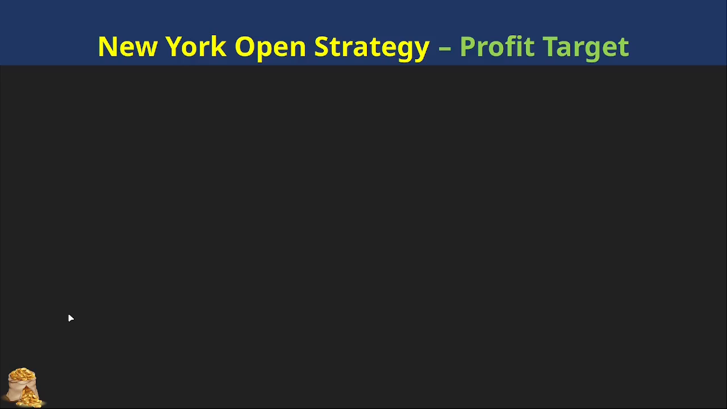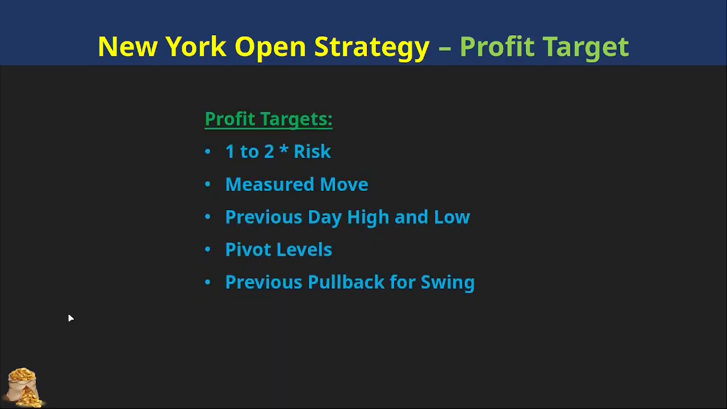In this video, I'm going to show you how to take profit in the New York Open strategy. Basically, there are 5 approaches. The first one is 1 to 2 times of the risk. Second is the measured move. The third is to use the previous day's high and low. And then the fourth is to use the previous levels. The last is to use the previous pullback for swing trading.